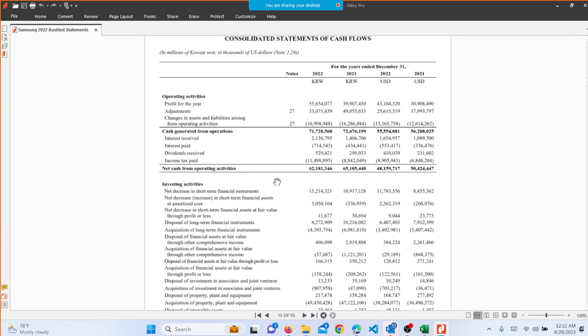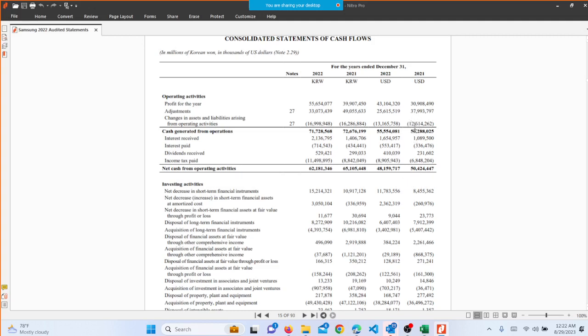Now, what is the net cash from operating activities? It is $48 billion. So even though the profit of the company shows 43, the company has actually earned 48 billion dollars in 2022. In 2021, their profit was only 30 billion, but the cash flow from operating activities was about 50 billion, right? So that was the difference.